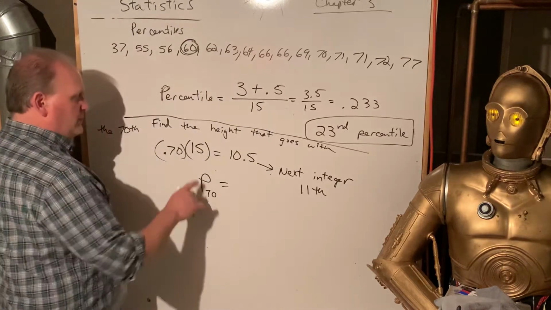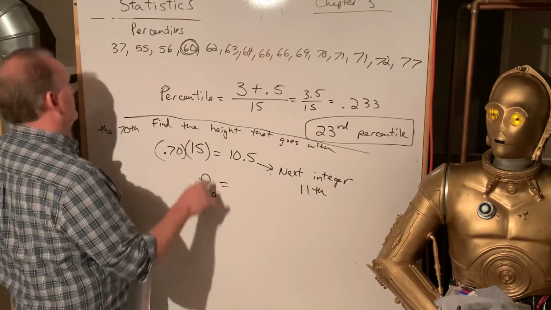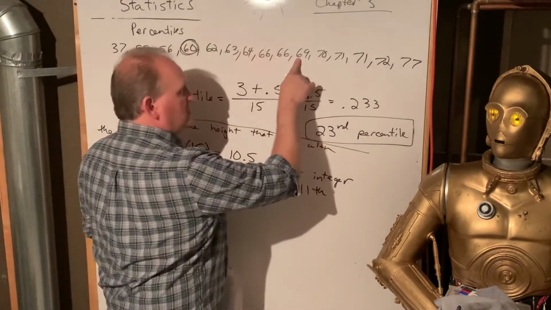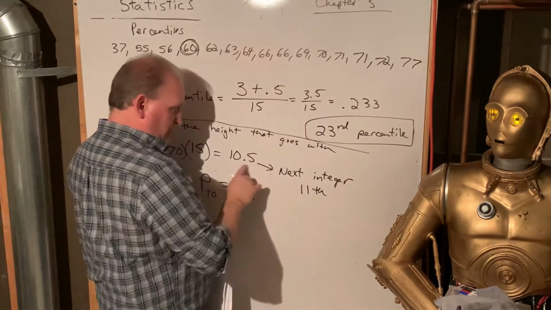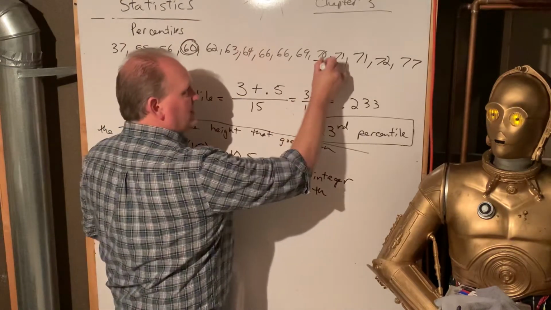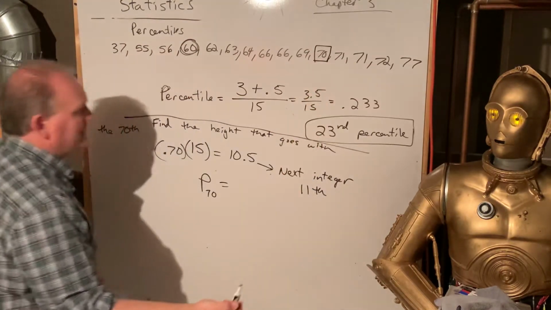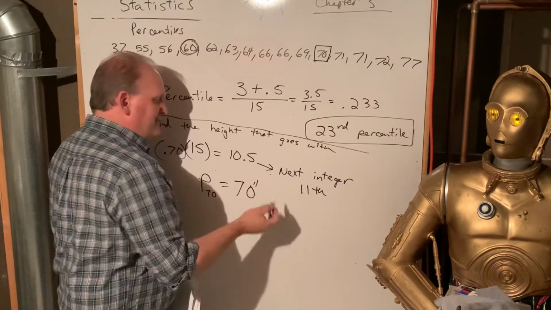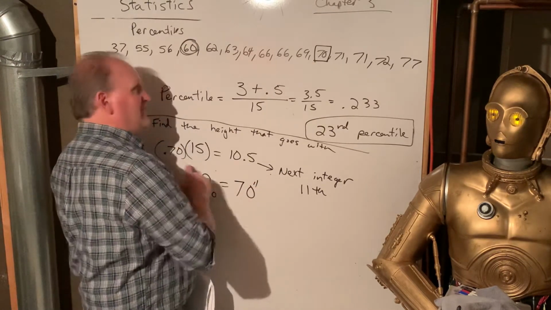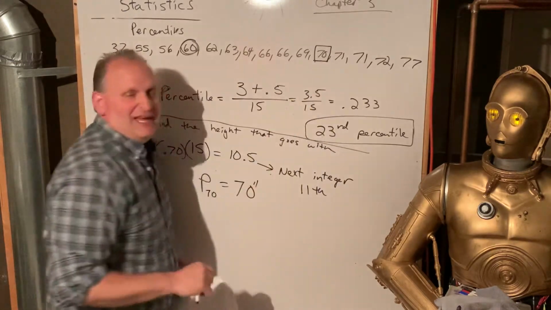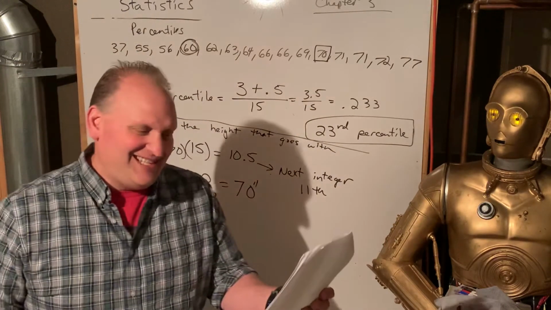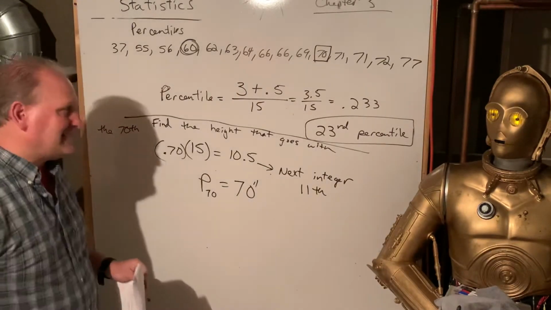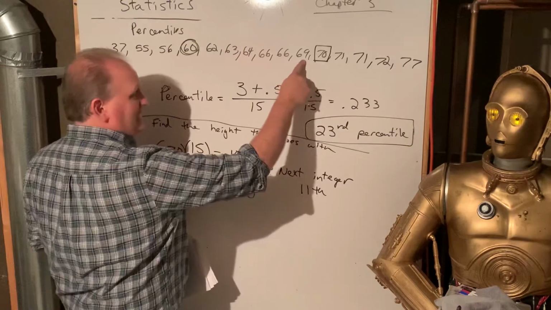All right, so P sub 70, the 70th percentile is, let's see, 1, 2, 3, 4, 5, 6, 7, 8, 9, 10. You should have beaten 10 people, and you would be in the 11th position. Oh, so coincidentally, it ends up being 70 inches. There's no connection there; the 70th percentile just happened to match with this 70 inches in the data.